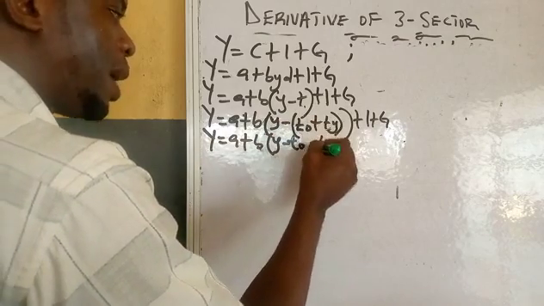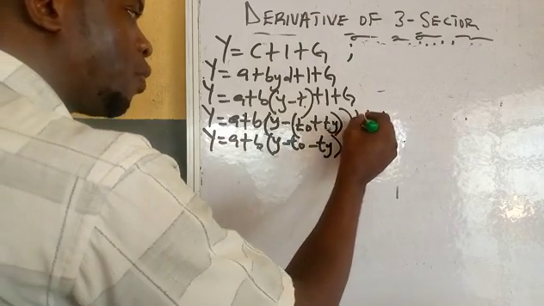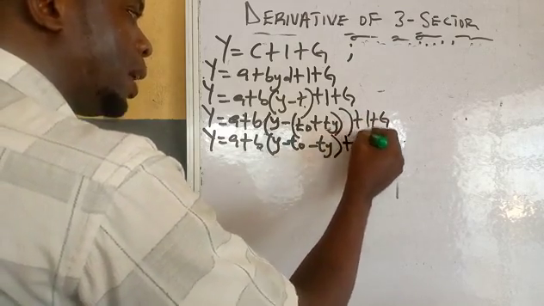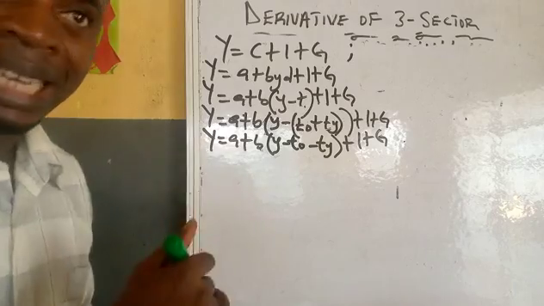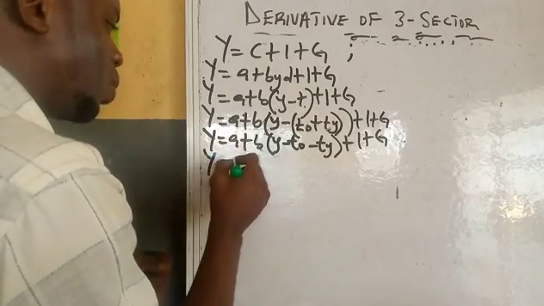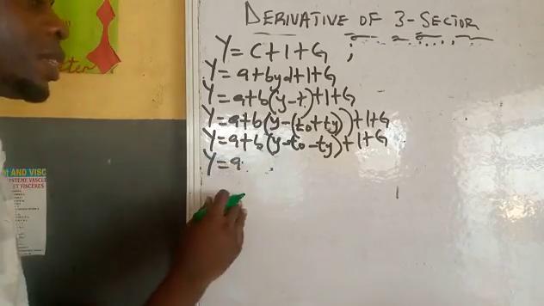Then minus times plus again, minus ty. Right? Then I can close the bracket and I have plus now I plus g. So what do I do again? I will now open the big bracket: y equals a plus b. Okay, how do I do that?